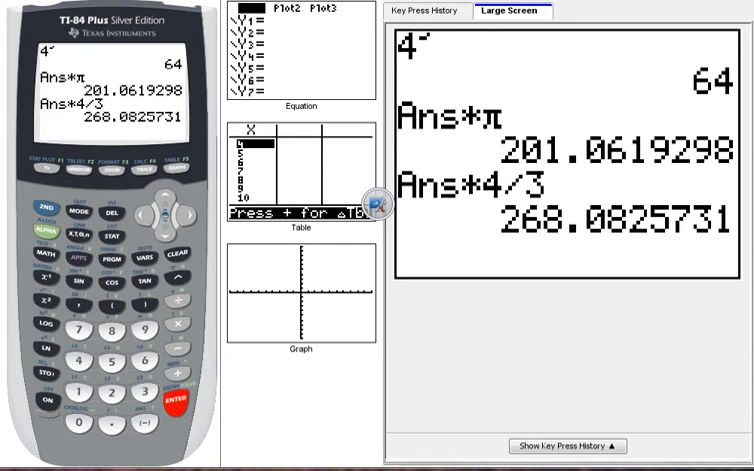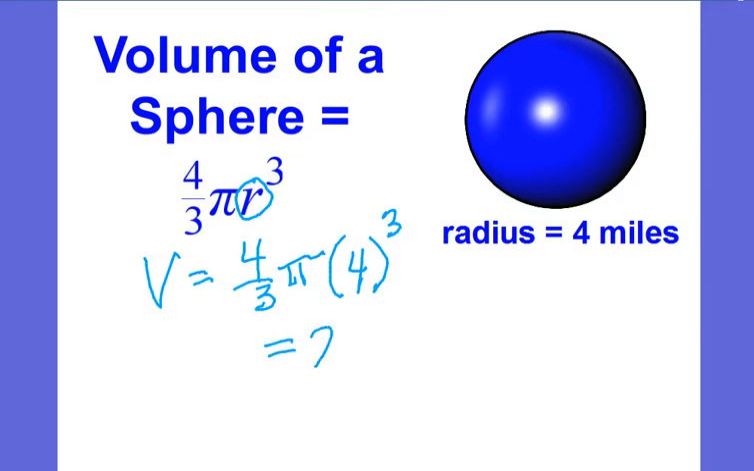If I'm going to round to the nearest tenth, I would get 268.1. And my units are going to be in cubic miles.